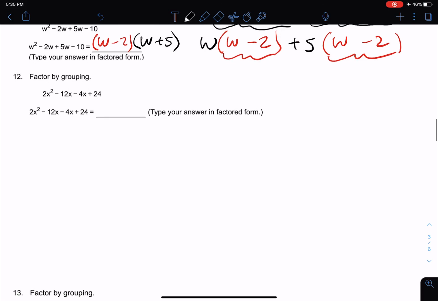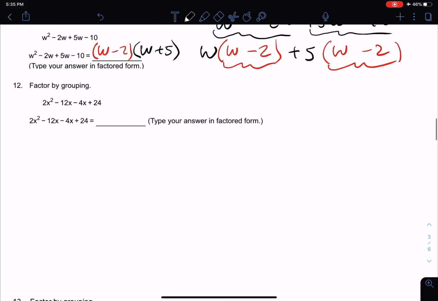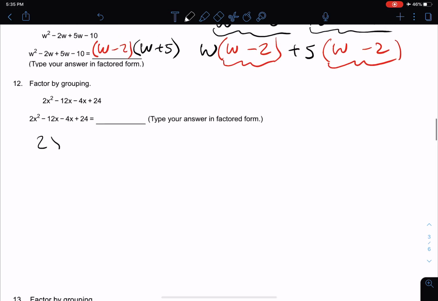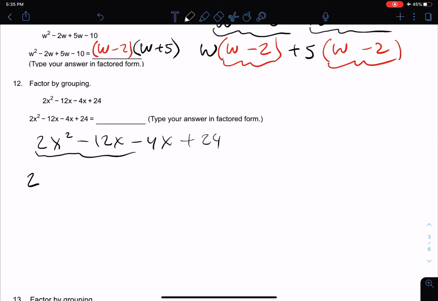Number 12. Number 12, it says, I'm going to copy it down, 2x squared minus 12x minus 4x plus 24. What's a common factor? Numerically 2. How about x?